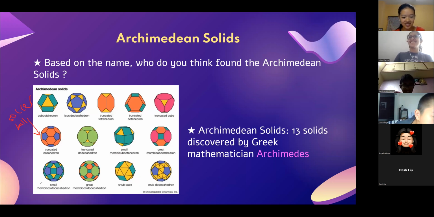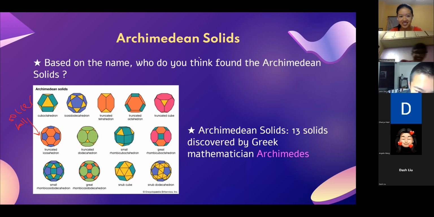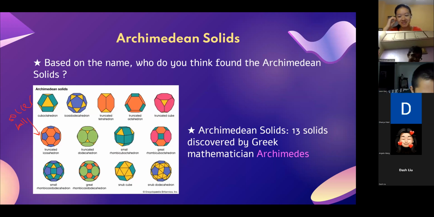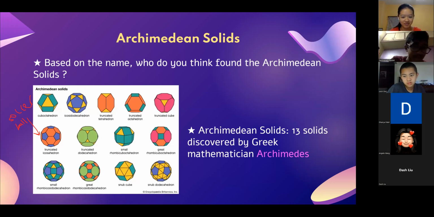Bro, what's a snub cube? It's a very cool cube. Who came up with that? The great rhombicuboctahedron. It's the great rhombicuboctahedron. Three people pronounced it right now. Hey, try the great rhombicuboctahedron.